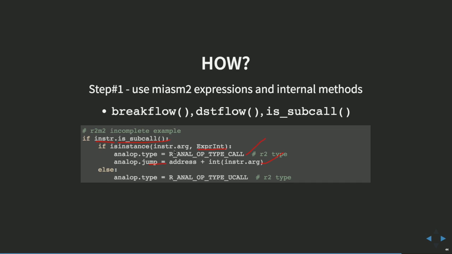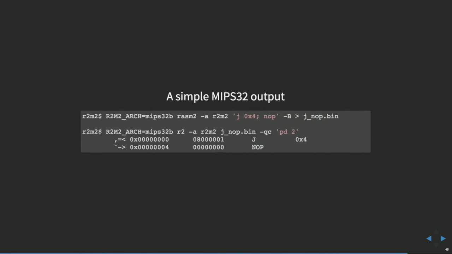Otherwise, if the type is not an integer, I will just say, okay, that's a call, but that's an unknown call because we don't know where it goes. Okay. Let's take the example. Here I will assemble a jump nop, which is a bit silly, but I just want to show you that, compared to what I showed you before, in this case, R2M2 is able to decide and know where the jump is going. It's just pointing at the nop, but again, that's one of my silly examples.